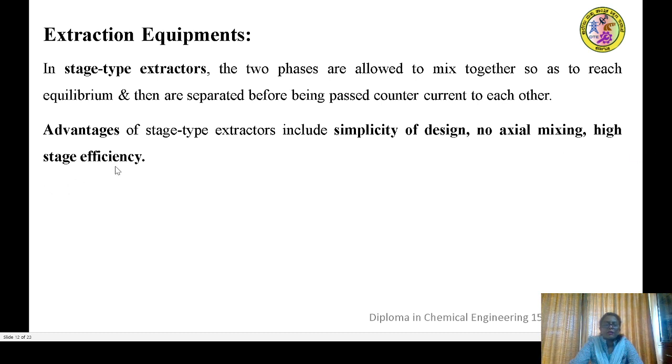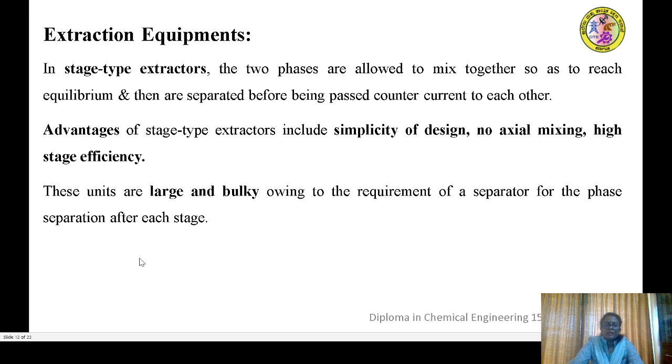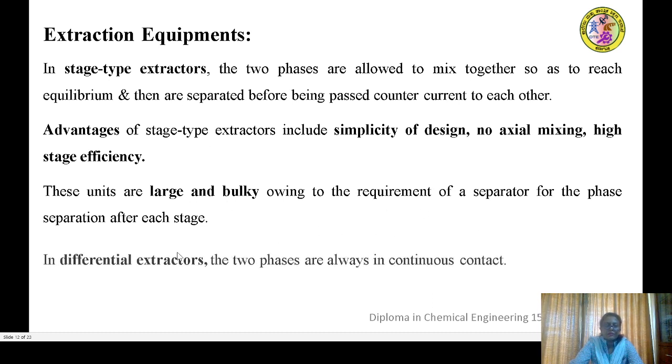These will have quite high extraction efficiency compared to the continuous contact extractors. Coming to the drawback, the extraction equipment coming under stage type extractors are large and bulky. Comparatively, they are large in size and bulky units because they require a separator after every stage. That makes them large units, requiring a large floor space. That is the only drawback with the stage type extractors.